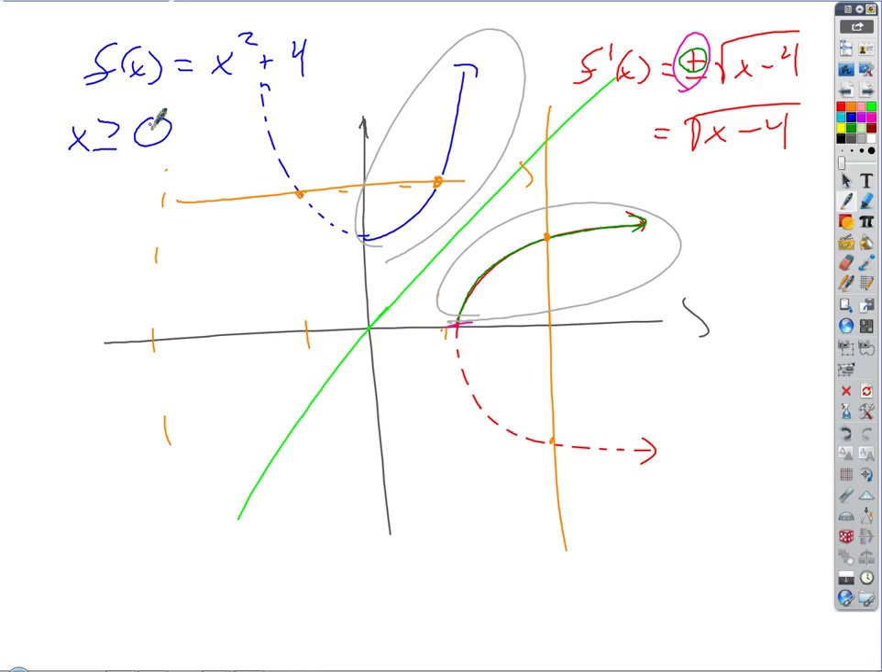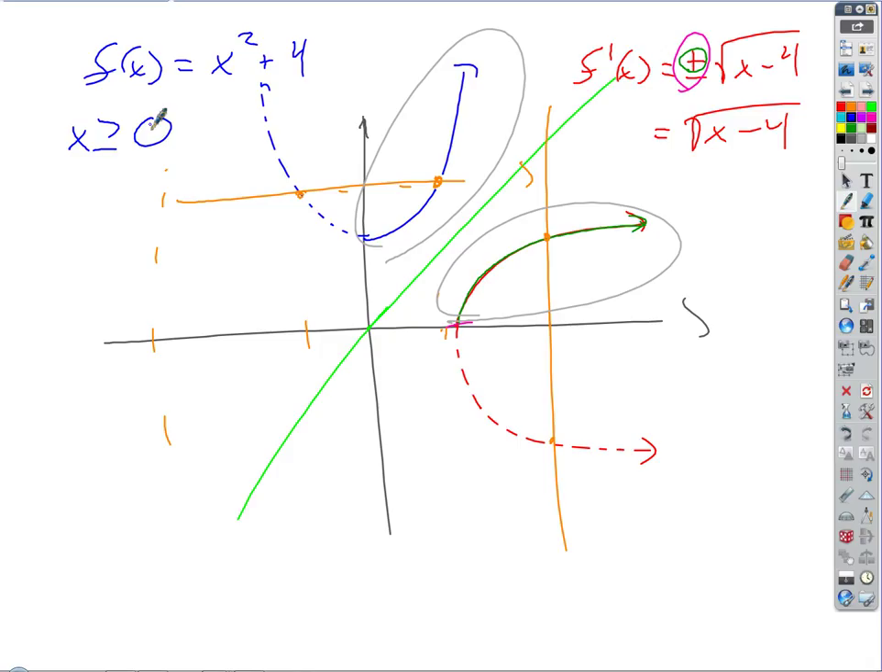Now let's think about that. Remember what we said about functions and inverses? When we take the inverse, we're swapping the domain and the range. So if we want to know what the domain of this function is going to be, I could answer that question in a different way by asking what the range of this function is going to be. Everybody agree? So what is the range of my original quadratic function?